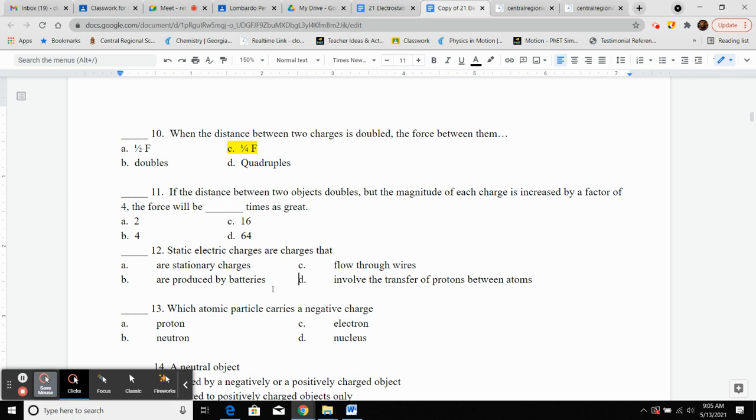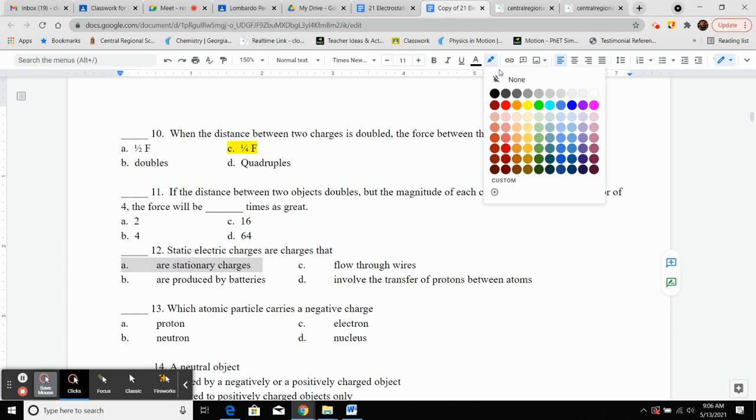Static charges are charges that do what? Well, we haven't really talked about flowing through wires. We haven't really said much about batteries. Involve a transfer of protons. Do protons move? Are protons exchanged back and forth between the atoms? No. What are? Electrons. So by process of elimination, static electric charges are stationary charges.